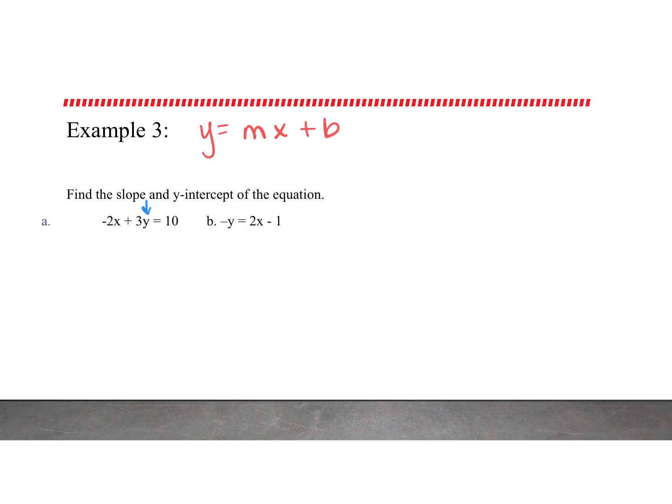So on this first equation, we have -2x plus 3y equals 10. I want the y to be alone. So I'm going to put a little arrow above it just to remind myself, don't move it.